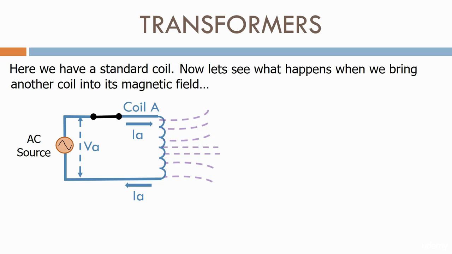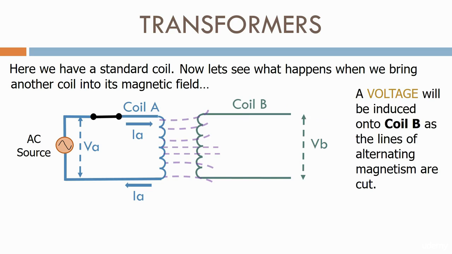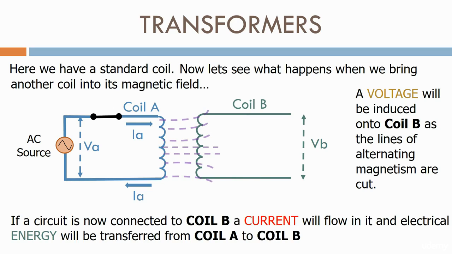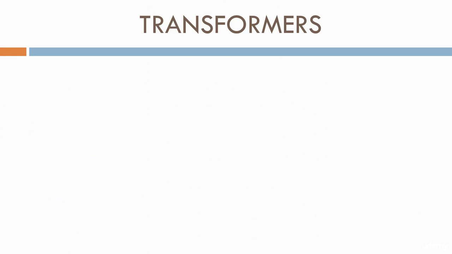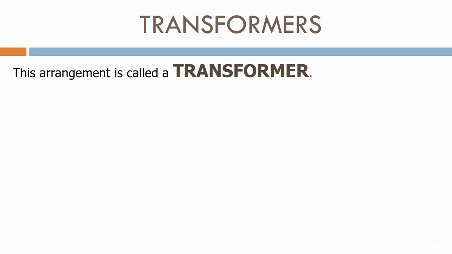Now let's see what happens when we bring another coil into its magnetic field. A voltage will be induced onto coil B as the lines of alternating magnetism are cut. If a circuit is now connected to coil B, a current will flow in it, and electrical energy will be transferred from coil A to coil B. This arrangement is called a transformer.